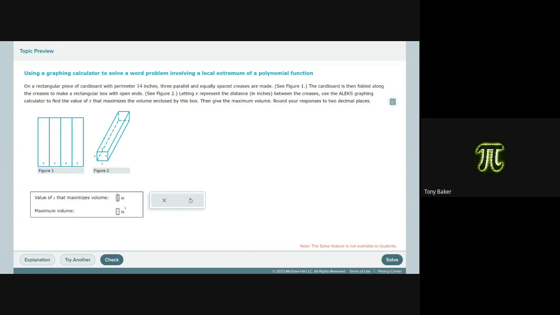It says the perimeter was 14. So that means I have 14 all the way around. I have 8 X's that I'm going to take away from that. So it's 14 minus the 8X, divided by 2, because there's 2 heights. There's 4 X's on one side, and 4 X's on the other side.